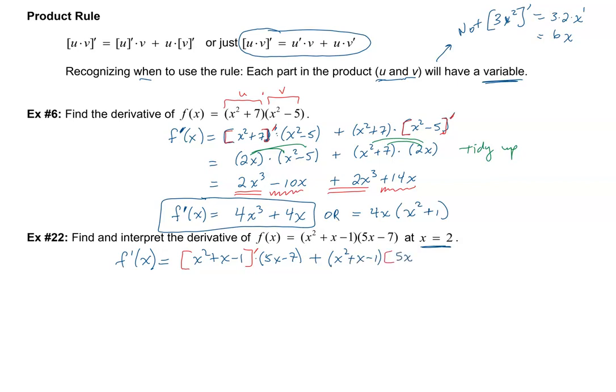And I don't mind, as you get more comfortable with derivatives, if you skip this step and just go straight to your derivatives. I'm okay with that. But you gotta be good and you gotta do it correctly, right? So don't skip steps if you mess up.